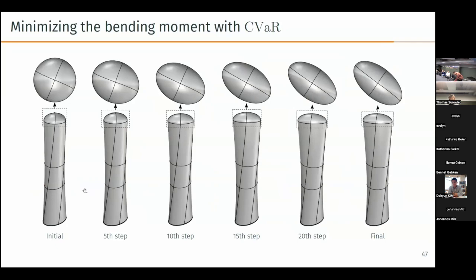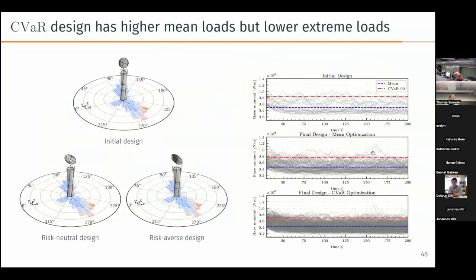So here I'm showing the sequence of designs for the CVaR problem, and then showing the wind rows with the initial design, a little bit of twisting, just a circular roof, and then the final risk neutral and risk averse design. And then here are the time series for the optimized designs. So the initial design showing the mean, the CVaR, and then we're seeing the mean value optimization obviously decreases the mean, CVaR does as well.